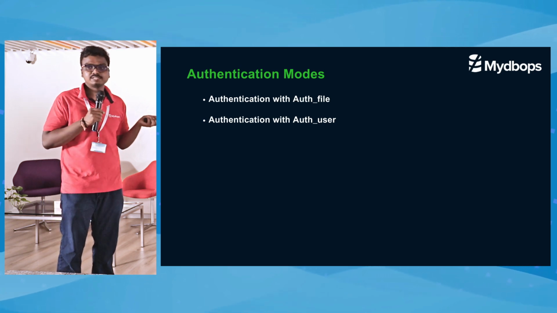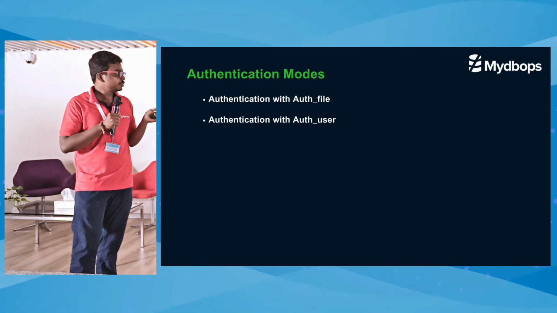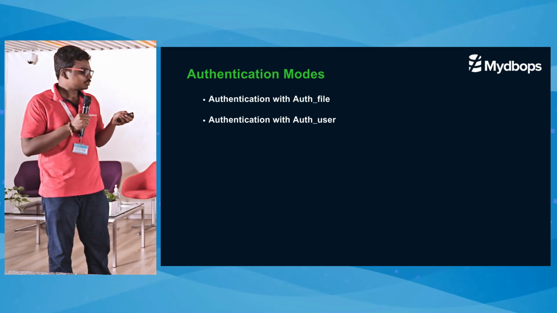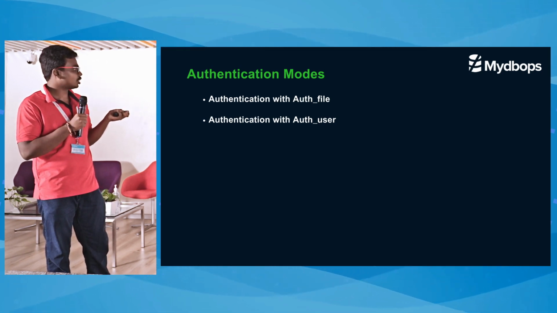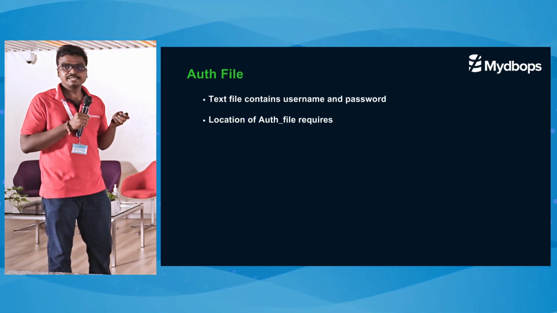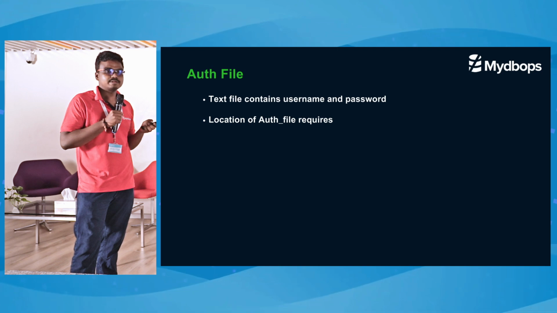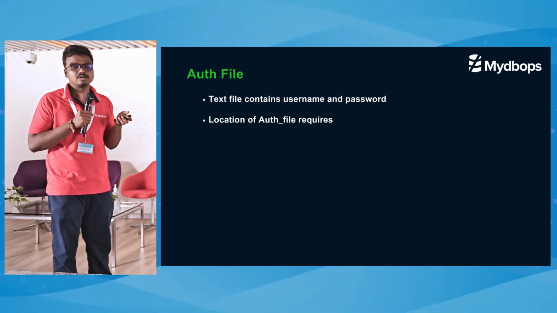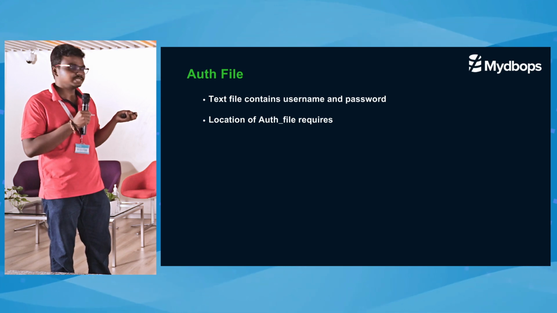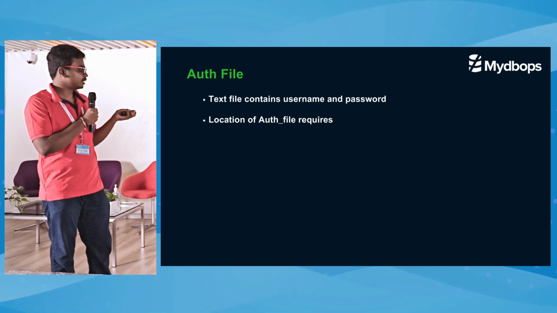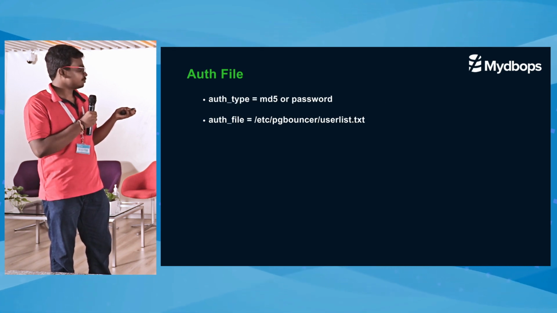Okay, once you are done with the pooling mode, now you need to choose what kind of authentication you are going to use for your database. First is authentication with the auth file, and the other is with the auth user. With the auth file, we need to maintain a text file where we put our database username and password. The password can be in MD5 form or even plain password, but plain is not recommended. The location of this file is pointed to by the auth file variable. So this is the basic concept.